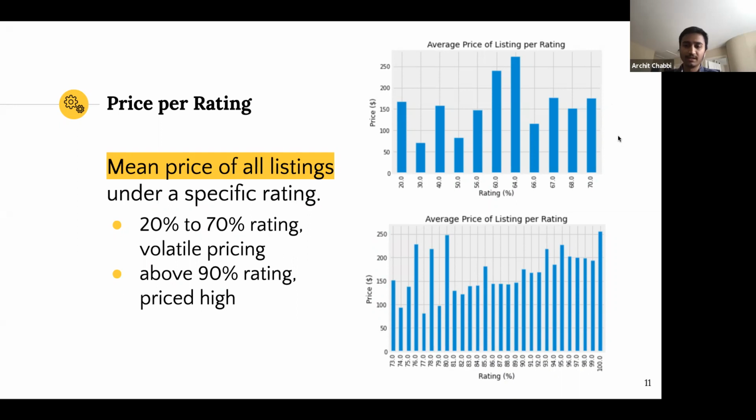Since majority of the Airbnb listings in our dataset had higher review ratings, we decided to split our data into two separate bar graphs for the higher review ratings and the lower review ratings. From this, we can observe that there is a higher variation and unpredictability in prices for listings with lower ratings, and that listings with higher ratings are generally priced higher as well.